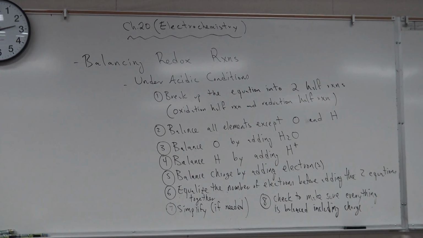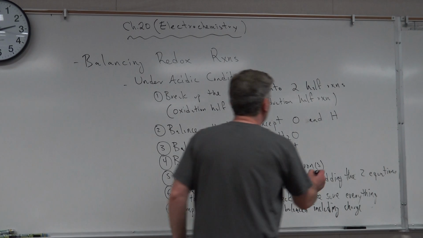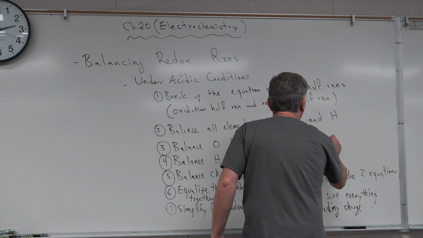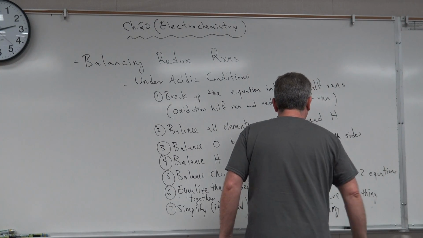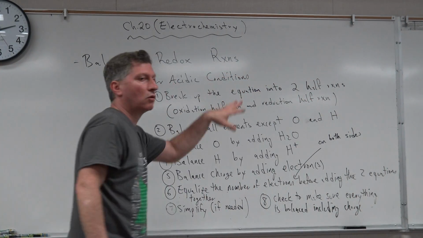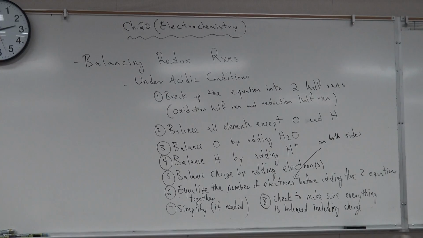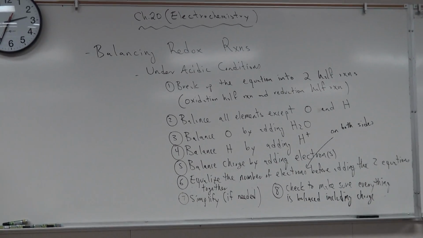So equalize the number of electrons on both sides, reactant and product, before adding the two equations. I'll go over what that means. So in order to make sense out of these rules, let's actually apply them, because it's the application of them that's important, that you need to know how to do. So I'm going to go over here and do this example for you.